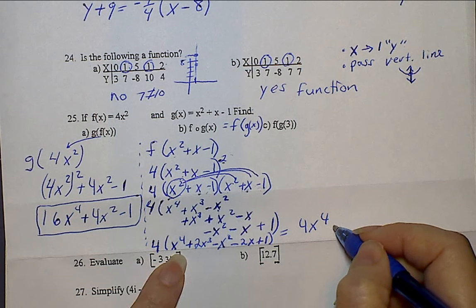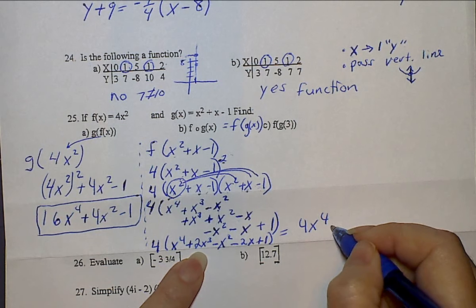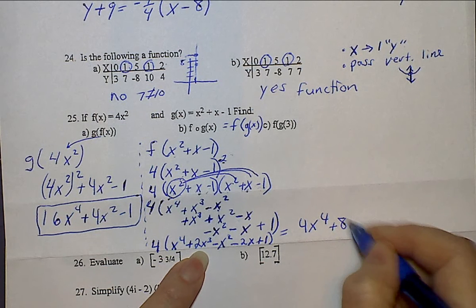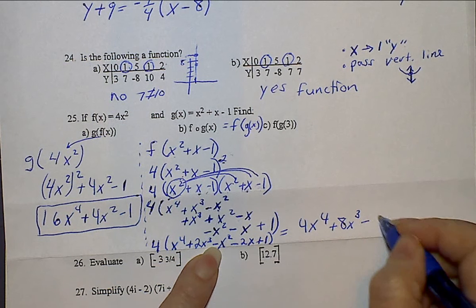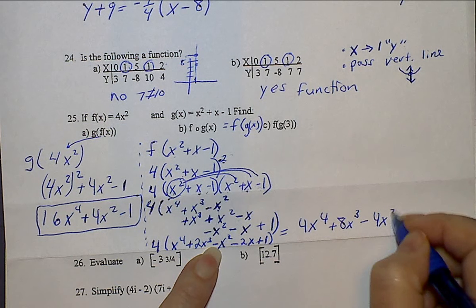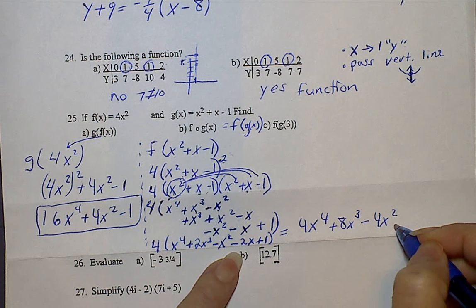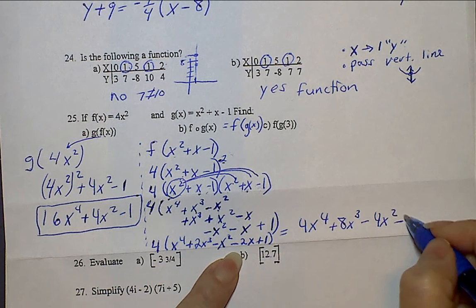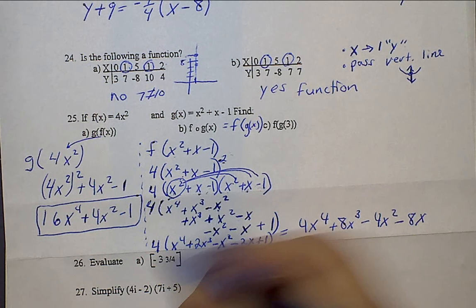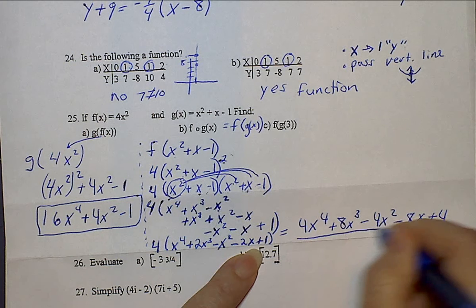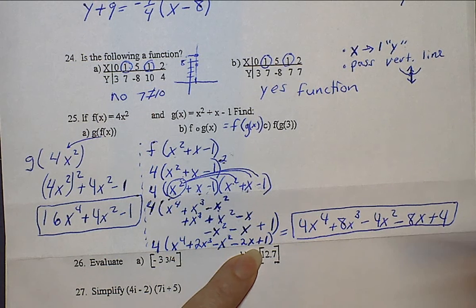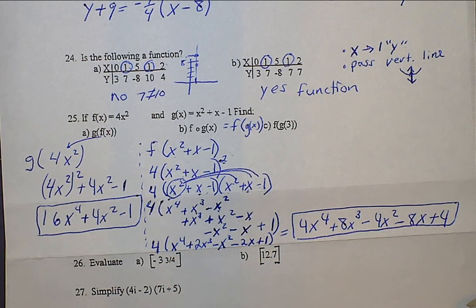4 times 2 is 8x cubed. Minus 4 times that would be 4x squared. Minus 4 times 2 is 8x. And then 4 times 1 is 4. Alright, pretty long problem. Alright, now C.